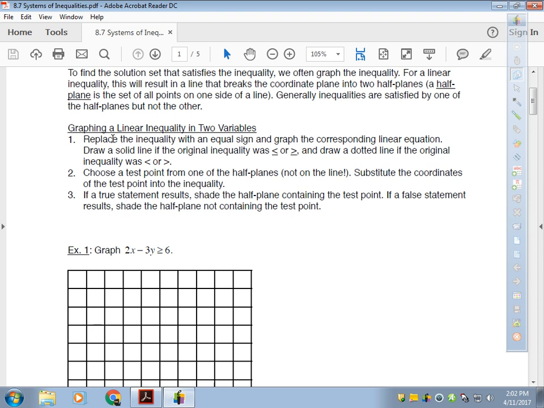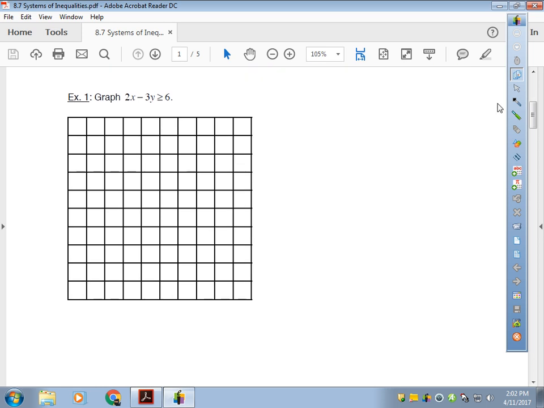Step 1, we replace the inequality with an equal sign and draw the graph of the corresponding linear equation. We draw a solid line if the original inequality had an equal to in it, and we draw a dotted line if it was just a less than or just a greater than. Step 2, choose a test point in one of the half planes. The point needs to be not on the line, it needs to be somewhere else, and substitute that point into your inequality. If you get a true result, then shade that half plane that contains that test point. If you get a false result, then shade the other half plane. Okay? So let's look at how this works.